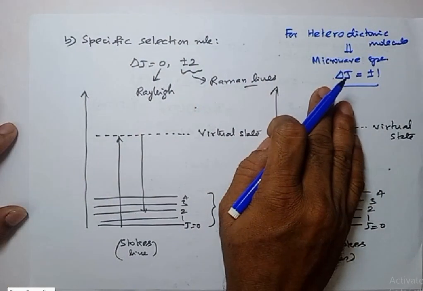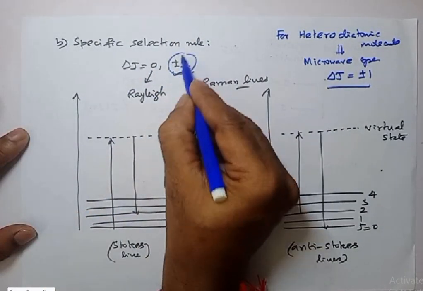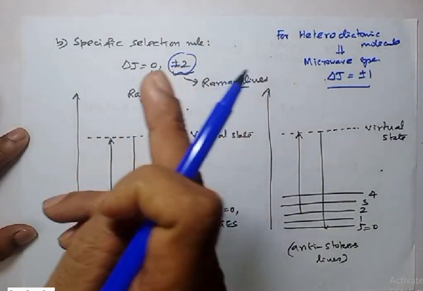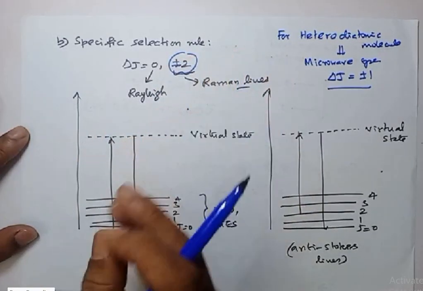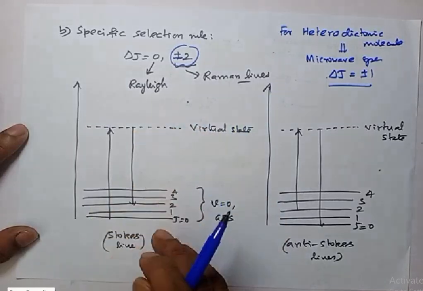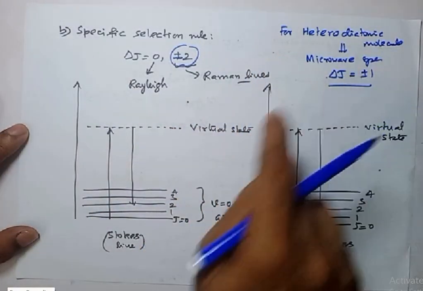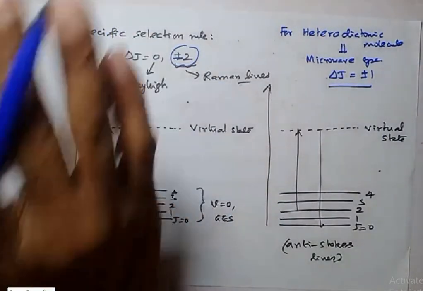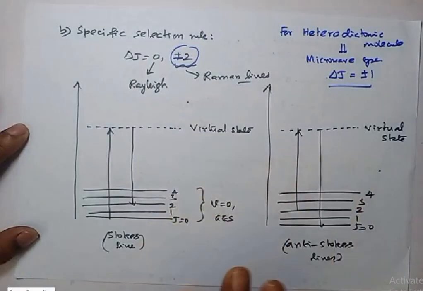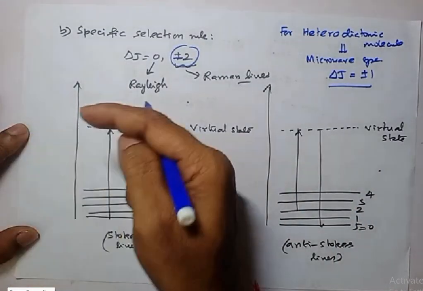Whereas, for the rotational spectra in Raman, the selection rule is delta J equals plus or minus 2. Why plus or minus 2? Listen carefully, I'll give you a simple way of understanding this. In microwave spectroscopy, we consider only the absorption. Only absorption takes place, or only emission takes place, correct? So, when absorption takes place, angular momentum changes by 1 unit.